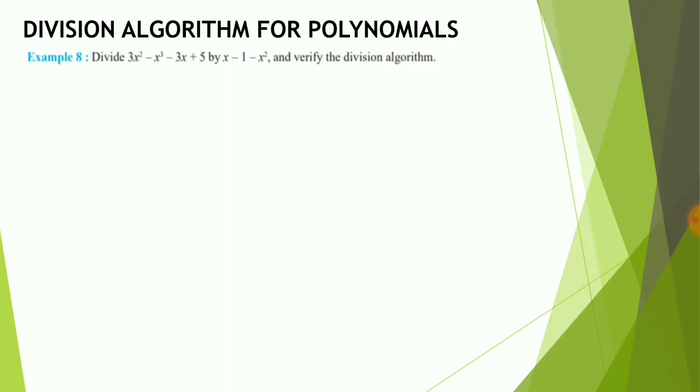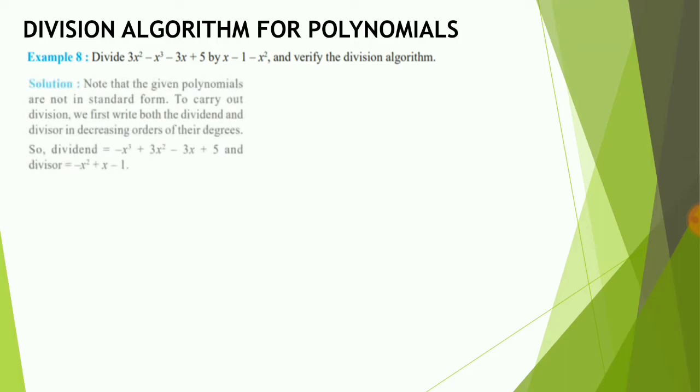So continuing with the division algorithm for polynomials, we'll be doing example 8 of your textbooks. We'll be dividing 3x square minus x cube minus 3x plus 5 by x minus 1 minus x square and verify the division algorithm. So the solution is that the first step should be to check whether the given polynomials are in the standard form or not. So we will convert them.